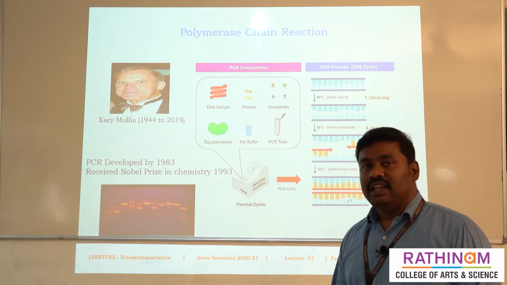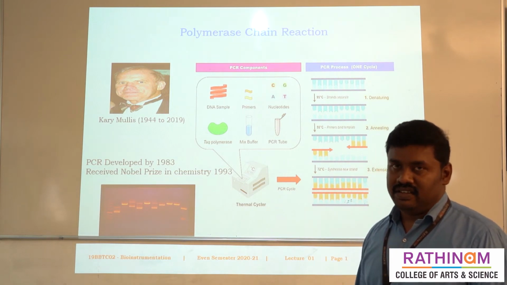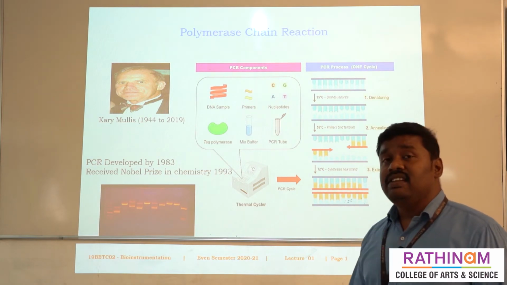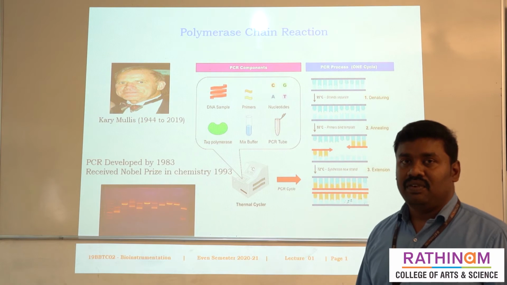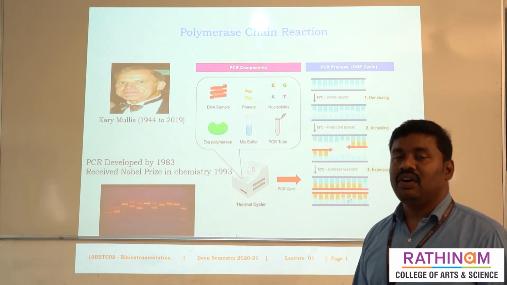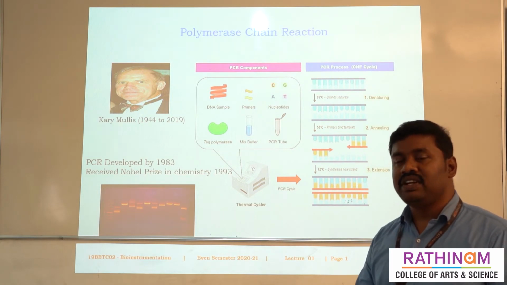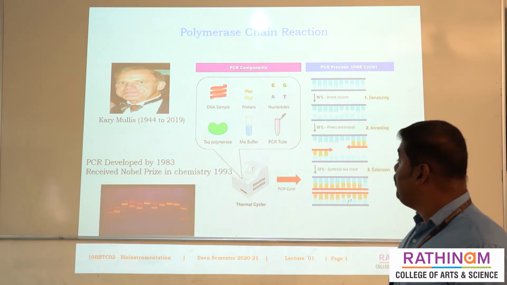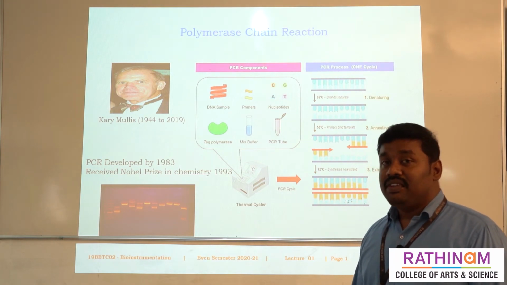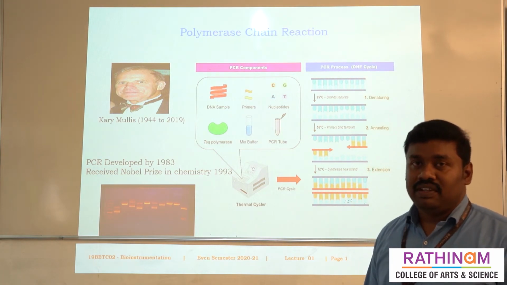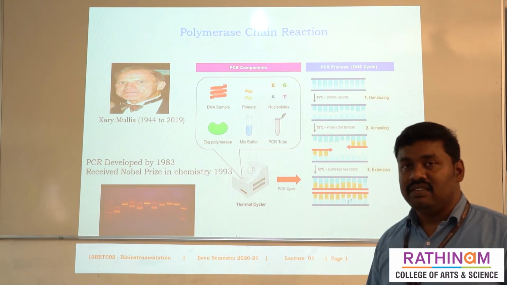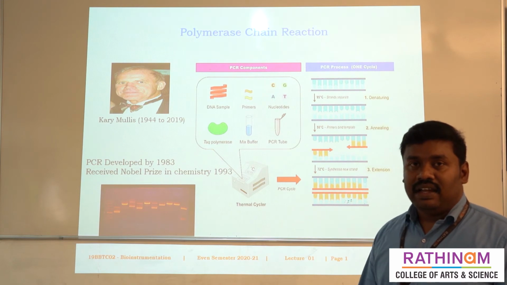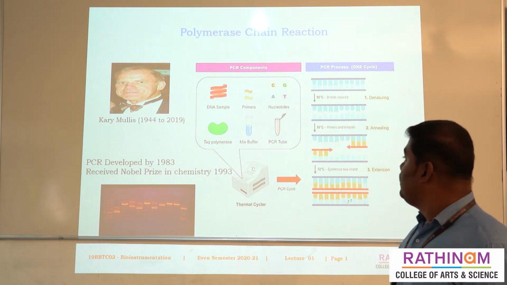The reaction is carried out in the following process: initial denaturation, annealing, and extension. Initial denaturation takes 4 to 5 minutes at 94 degrees Celsius. At that time, all the double-stranded DNA molecules convert into single-stranded DNA. Then comes annealing, the primer binding process. The annealing temperature depends on the primer, 55 to 65 degrees Celsius. During this time, the primer binds to the DNA fragments at the target site.